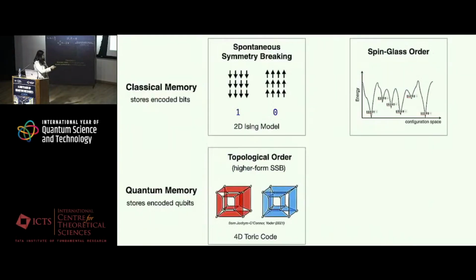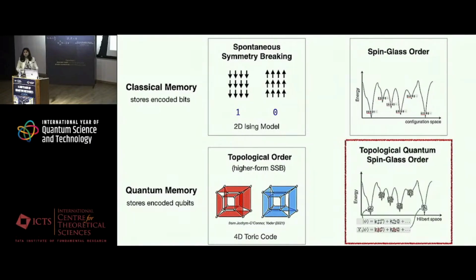So these are the three big classes of phases of matter that I've presented to you so far: classical memory, which can be encoded with spontaneous symmetry breaking or with spin glass order, and quantum memory, which requires topological order. And the phase that I want to discuss today is a topological quantum spin glass, which is characterized by this rugged energy landscape. But now there's a stable state in every one of these wells, whose lifetime is infinite in the infinite size limit, and the state of each of these wells is a highly entangled state. There's no classical description of it. So this is a phase where even though you're at finite temperatures, you intrinsically need quantum entanglement and a quantum description in order to capture the properties of this phase.